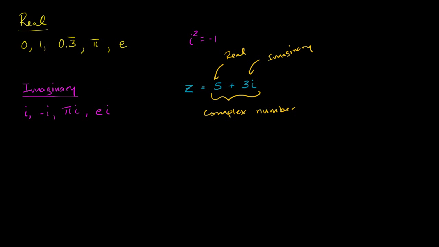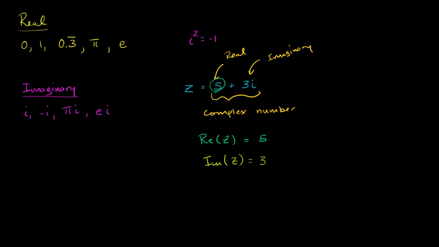And sometimes you'll see notation like this, where someone will say, well, what's the real part of our complex number z? Well, that would be the 5 right over there. And then they might say, well, what's the imaginary part of our complex number z? And typically the way that this function is defined, they really want to know, well, what multiple of i is this imaginary part right over here? And in this case, it is going to be 3.